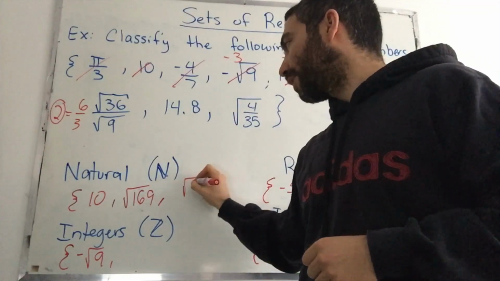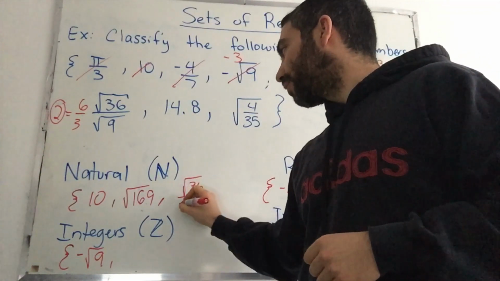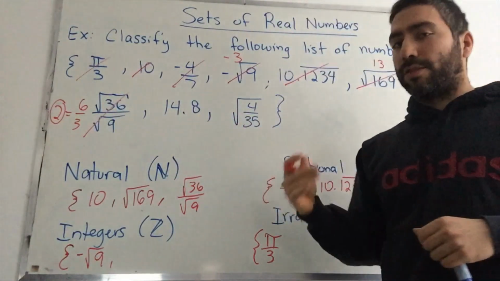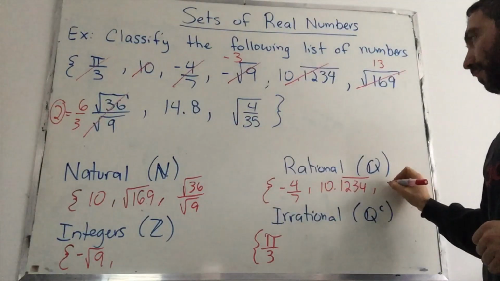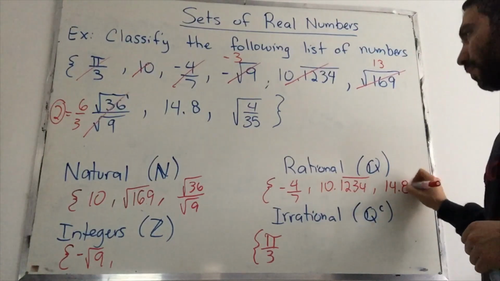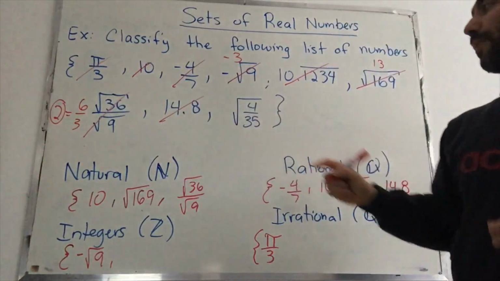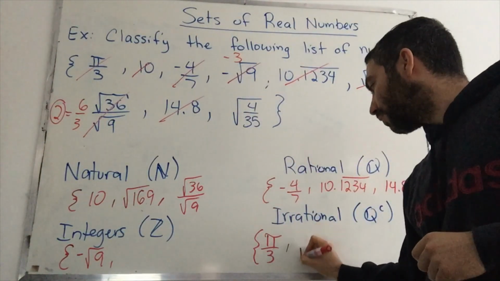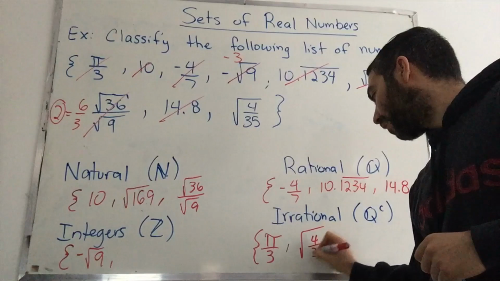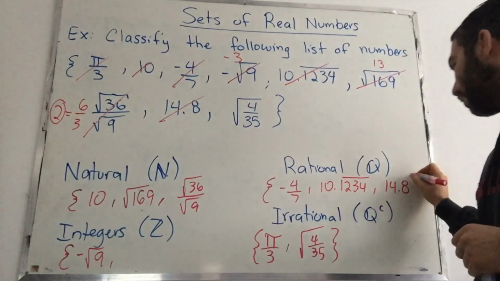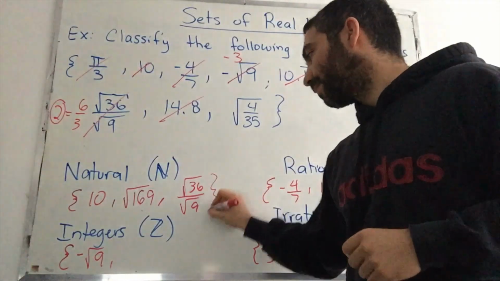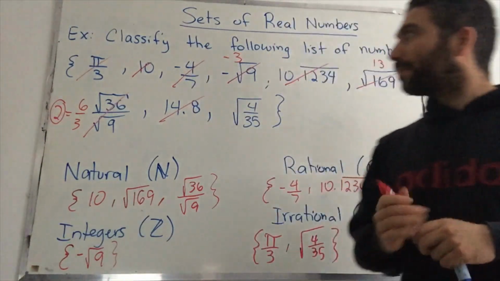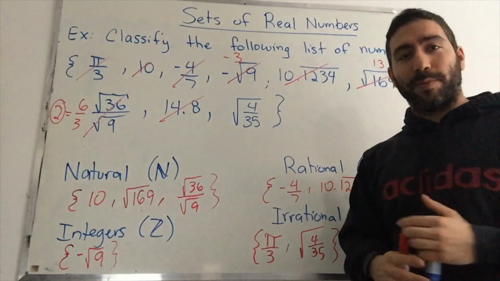It doesn't look like it, but it's actually not natural. Once you simplify, that's done. 14.8, it's a terminating decimal. That's irrational. Done. And lastly, 4 over 35. Then you take the square root. That's irrational. Okay, and this is our solution. So great work. Let's take a look at another example.